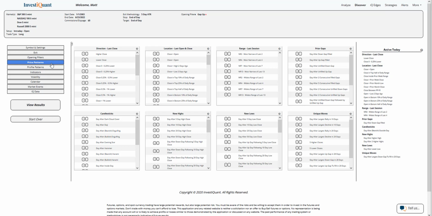The next thing I'm going to do is go to price patterns, and I'm going to use those two pieces of information that I mentioned earlier, a higher daily high and a lower daily low, and those come from the new highs and new lows categories. I'm just going to grab them from the active today over here. We go day after higher high, day after lower low. Both of those have been added.